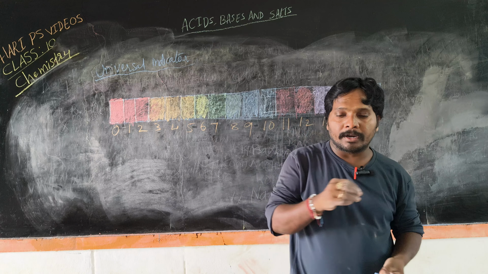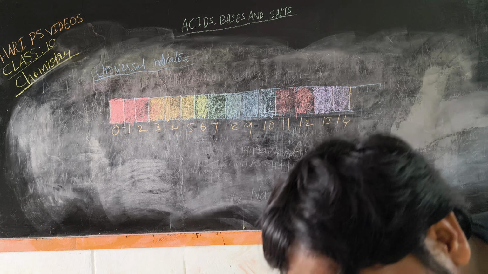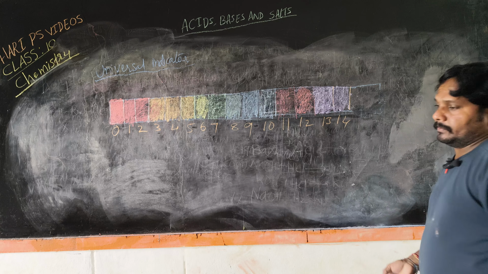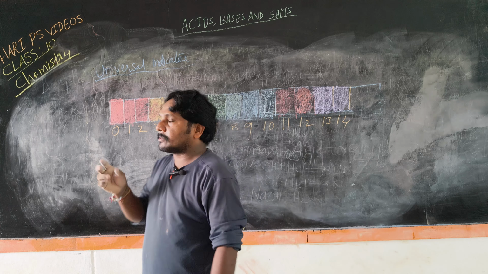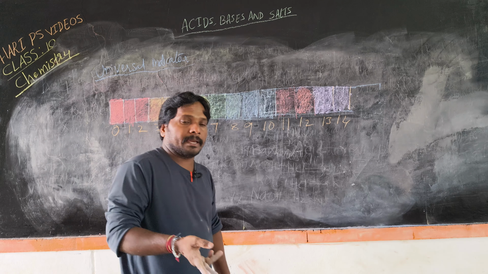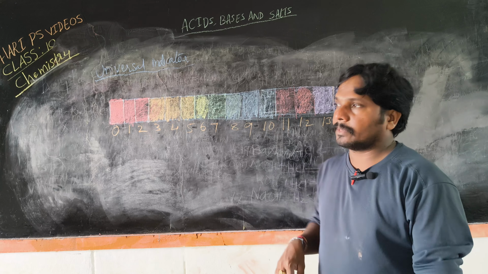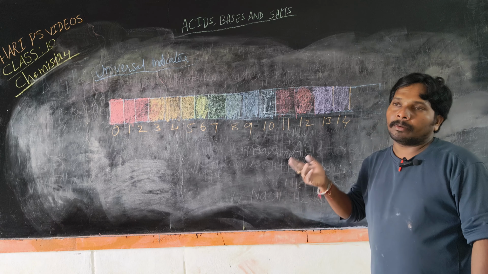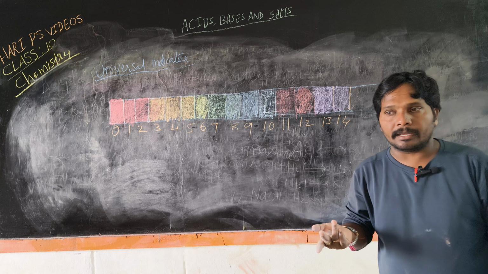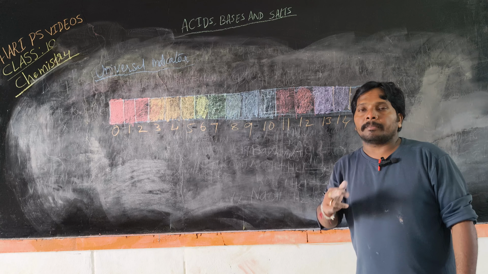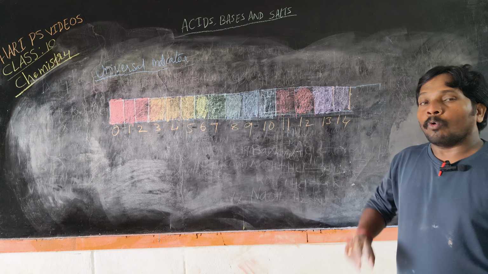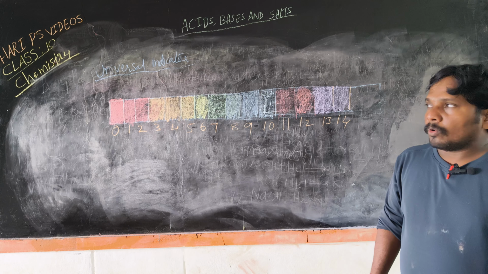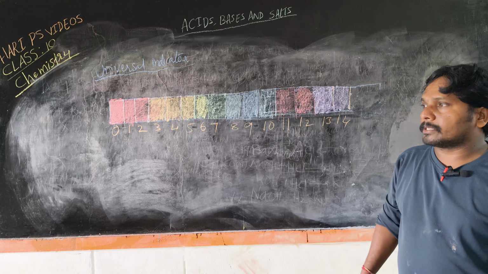What is this universal indicator? As already we know what is an indicator. We discussed what is an indicator, types of indicators, natural indicators, synthetic indicators, right? So natural and synthetic. So litmus, blue litmus, red litmus, turmeric indicator, phenolphthalein indicator, methyl orange indicator, olfactory indicators. We already discussed, right? So what about this universal indicator?